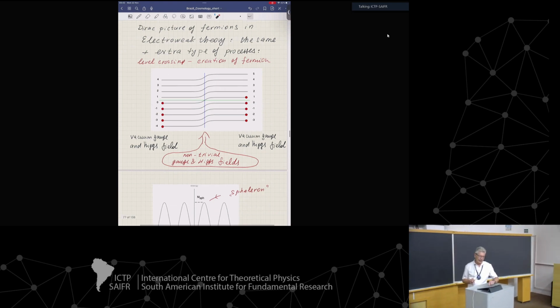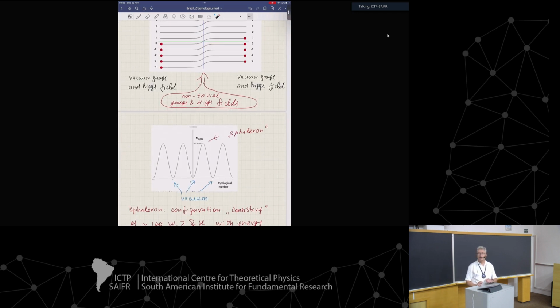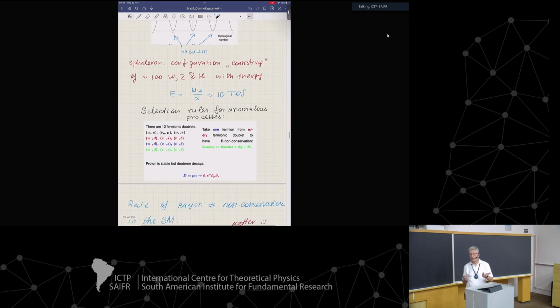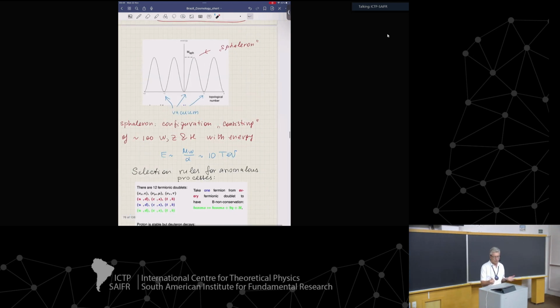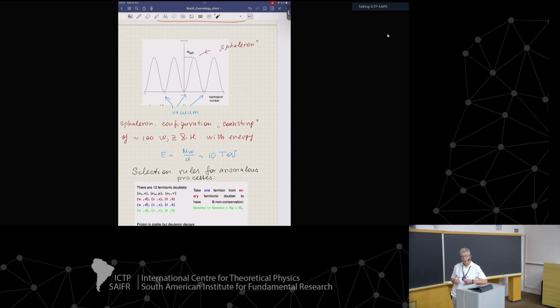Okay, so in order to create this type of thing, it happens that you have to create some combination of W and Z and Higgses, which has some energy, okay? And so in order to go from this state to that state, you have to overcome some barrier. This barrier happens to be of the order of 10 TeV. It's parametrically M_W over alpha, so you see alpha downstairs, and that shows to you that this process is non-perturbative. And then you can tunnel through this barrier, and then this process happens. Okay, so that's what 't Hooft first discovered.